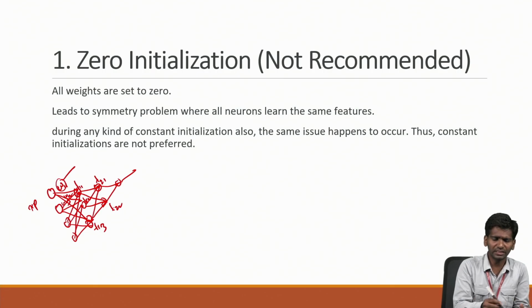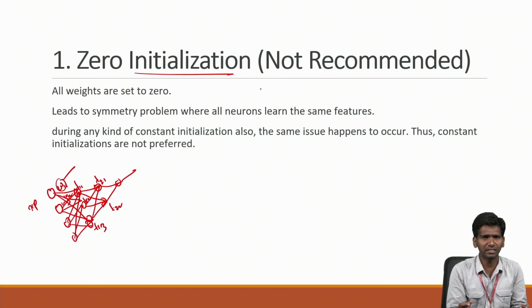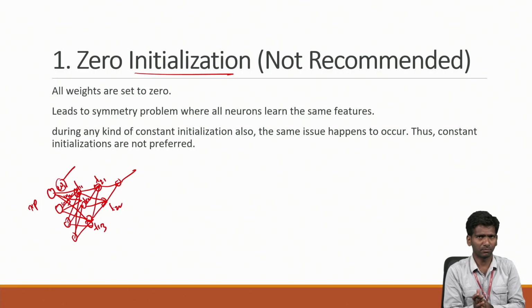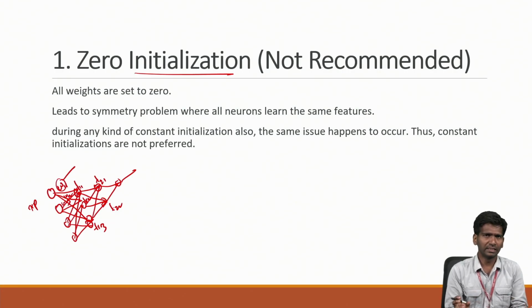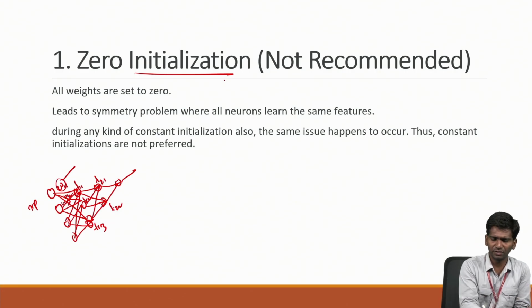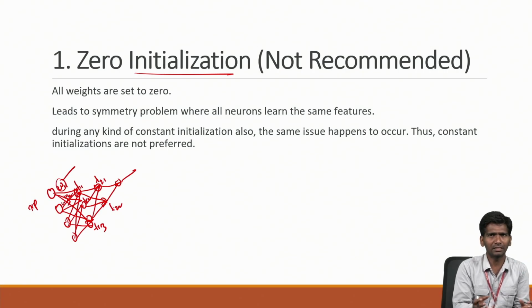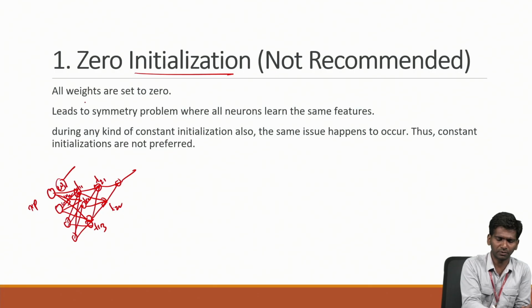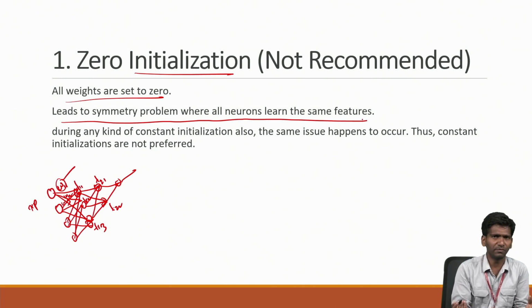This is zero initialization. We are discussing step by step the different kinds of weight initialization techniques. The very first one is zero initialization. It is generally not recommended, but it is better to know that it is present in deep learning. All the weights are set to zero, which leads to a symmetry problem where all neurons learn the same features. This initialization may be helpful in some cases, though not in all.